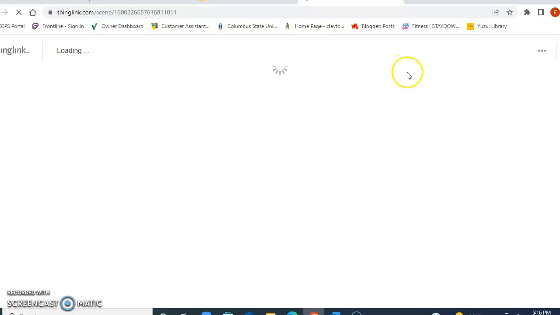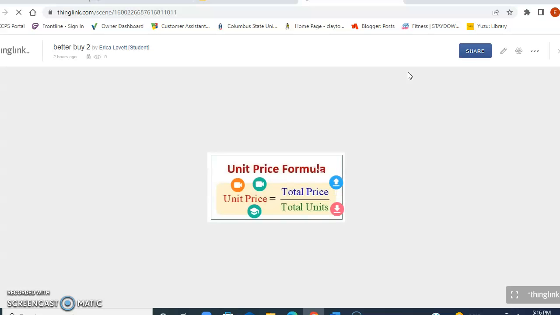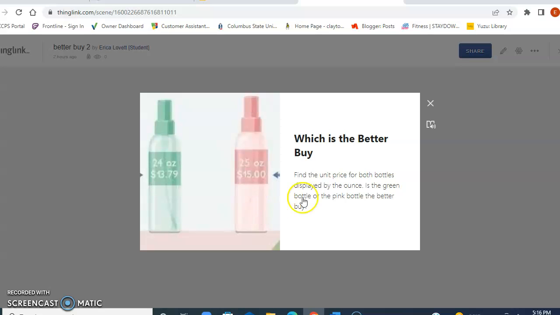Give it a second, it's loading. On your Thinglink, you're going to have some interactive icons with some videos on how to find the unit price. Here we have information on what the numerator is, what the denominator is. We have a couple of videos on how to find unit price and how to use unit price to find the better deal. And then here you will answer the following question.